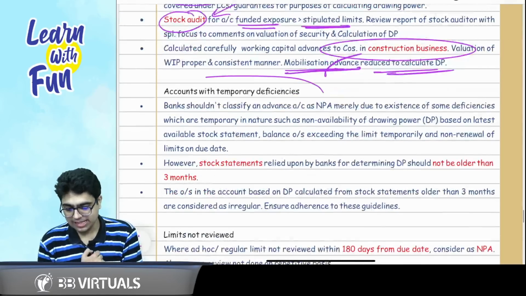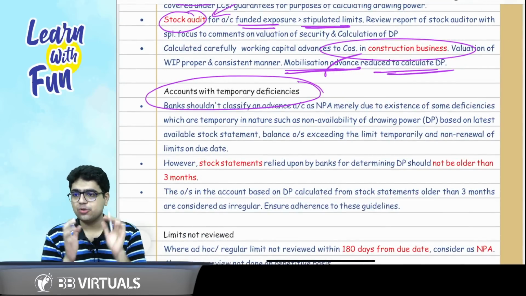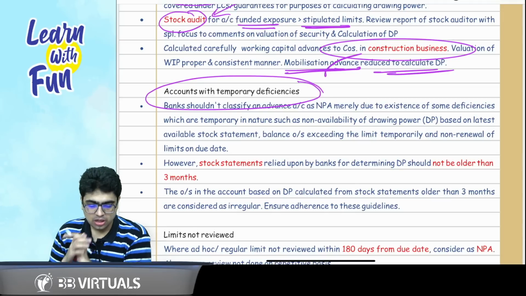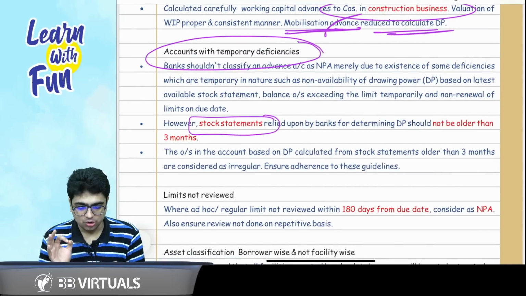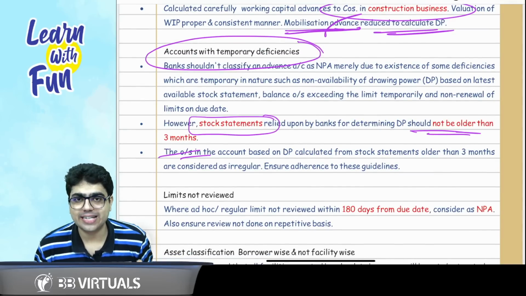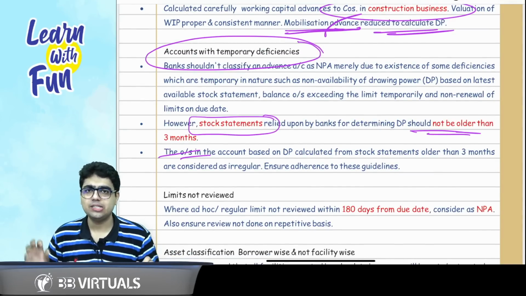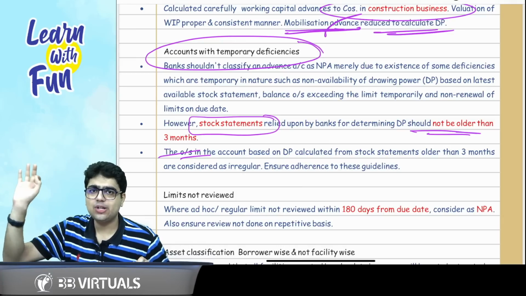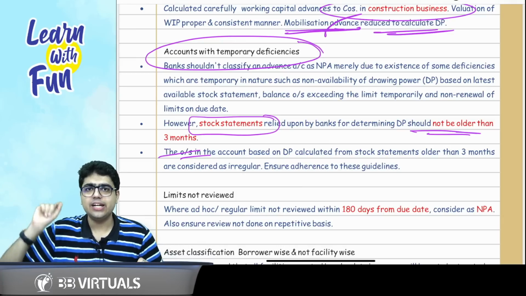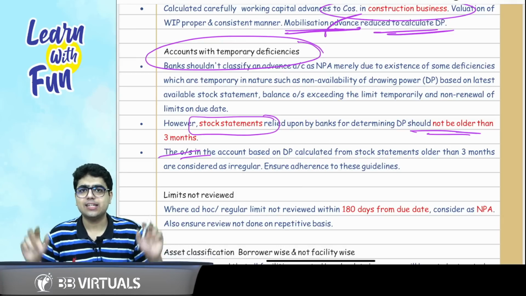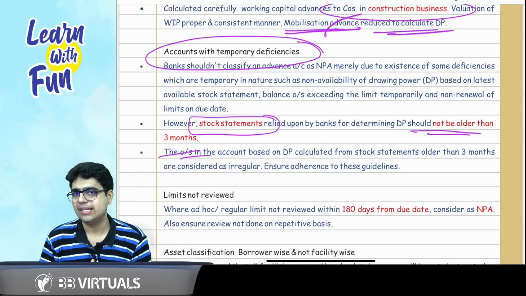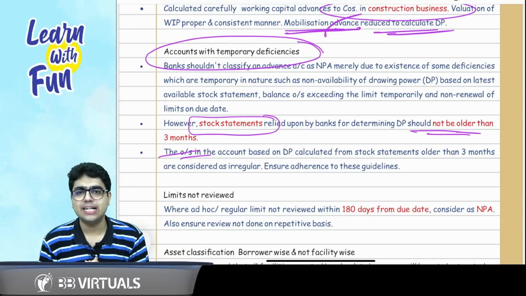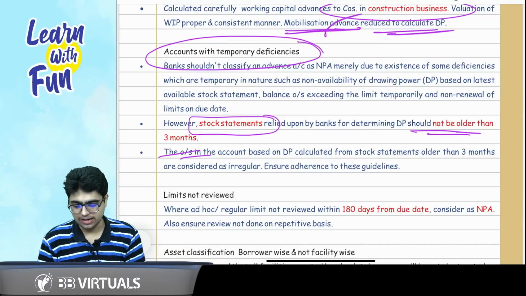Now, sir, in case there is an account with temporary deficiency, do we need to classify it as NPA? The answer is no. No need to classify it as NPA. But remember, stock statement should not be older than 3 months. Why 3 months? Because if you calculate 3 into 30 days a month, that is 90 days, and 90 days is the red flag for a bank. So make sure all the stock statements are not older than 3 months. If they are older than 3 months, that means the account can be classified as irregular.